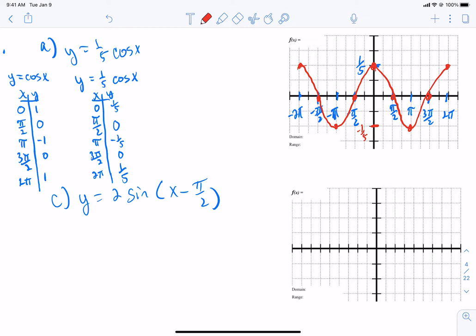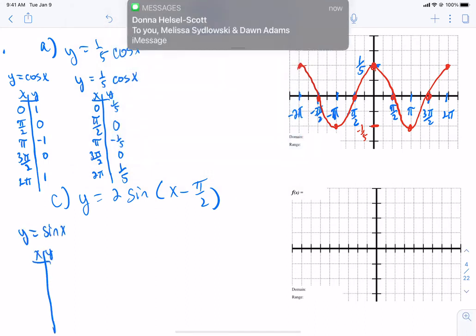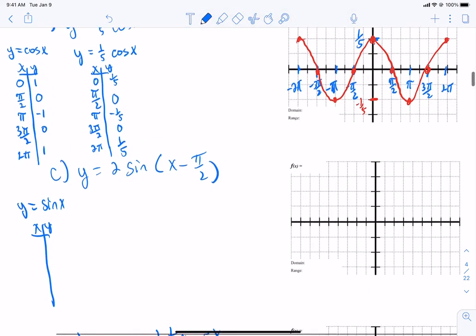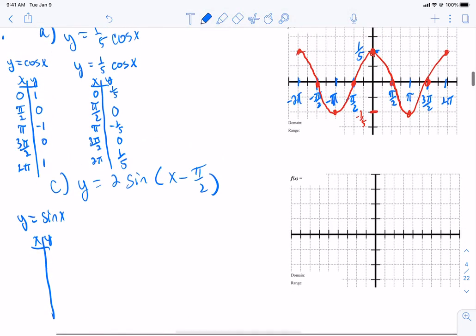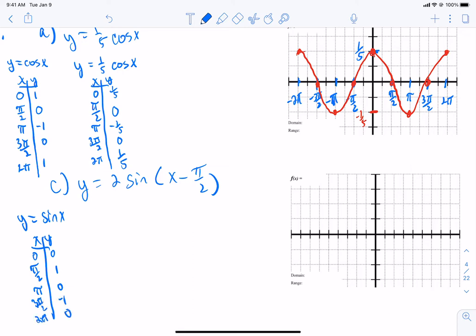Now let's take a look at C. So let's talk about what the original sine graph looks like. The original 5 values are 0, 0; pi over 2, 1; pi, 0; 3 pi over 2, negative 1; and 2 pi back at 0. So that's the original sine function.